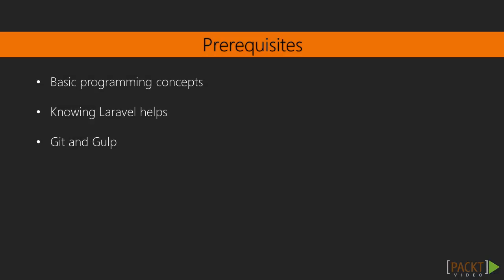application deployment. As far as prerequisites go for this course, it's probably a good idea to have a basic understanding of programming concepts. Although we have a video that helps get you up to speed with Laravel, it doesn't hurt to know a thing or two about it before you begin. Also, there will be some specific videos that may focus on the use of Git or Gulp, so it might be a good idea to know a little about them before you get started. As far as deployment concepts, you are expected to know little to nothing in this area.